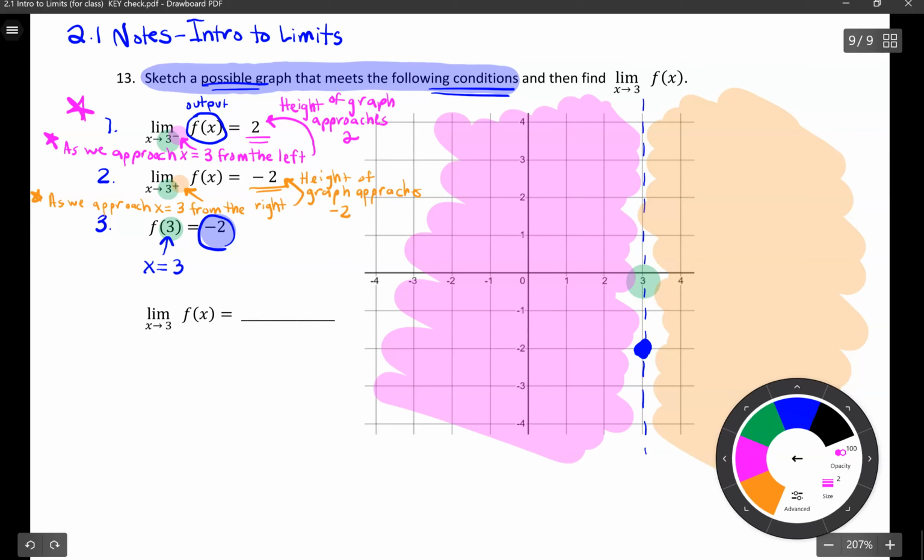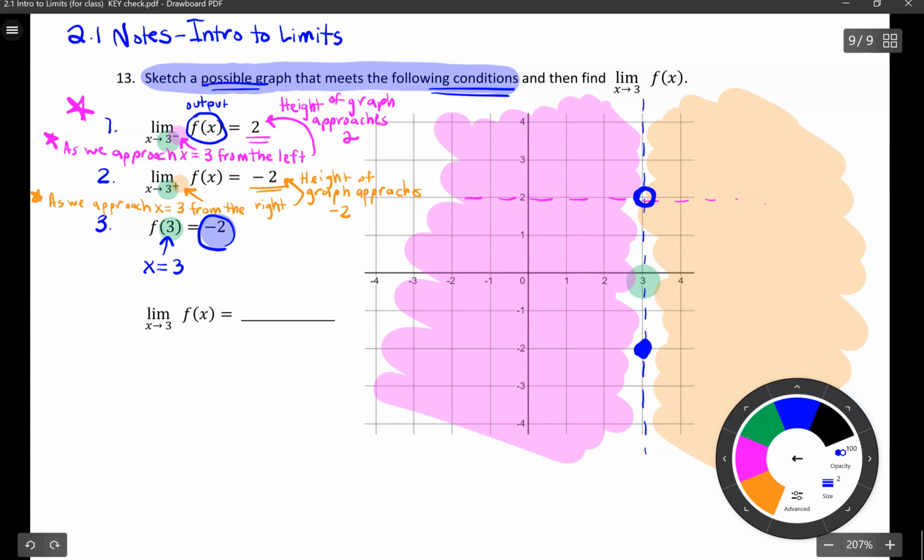Condition number 1 says that as I approach 3 from the left, that's in this pink area, the height of the graph has to approach 2. So here's 2. I can draw this graph several different ways. Maybe my graph is going to be vertical as I approach 3 and always be a height of 2. And then I would put a hole there because at x equals 3, it's actually defined down here at negative 2, right? But this could be a possible way my left-hand side of my graph could look.